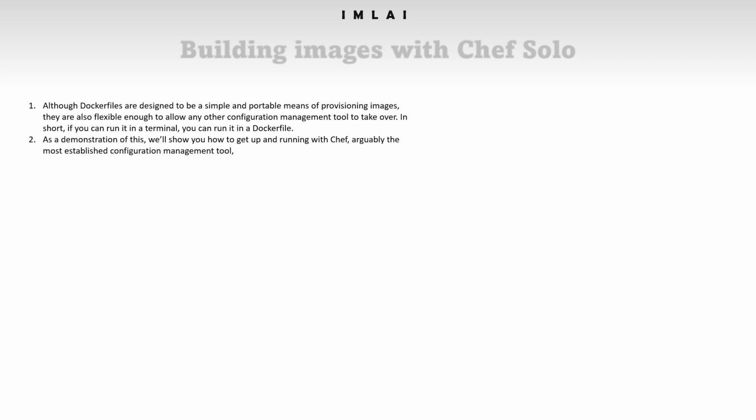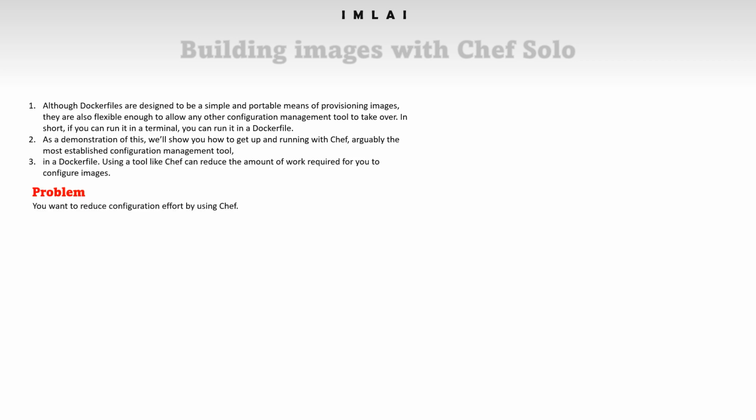In a Dockerfile, using a tool like Chef can reduce the amount of work required for you to configure images. The problem statement for us here is that you want to reduce configuration effort by using Chef. The solution is that we will install Chef in our container and run recipes to provision it, and if we have a lot of recipes, then it will become a cookbook or playbook. As it is Chef, it's a cookbook. If it is Ansible, it's a playbook.